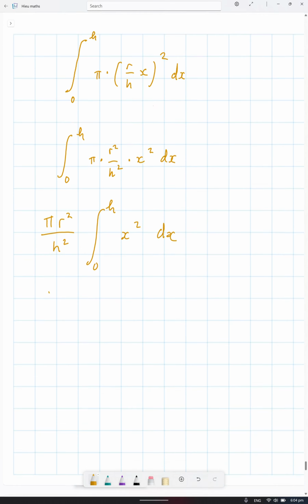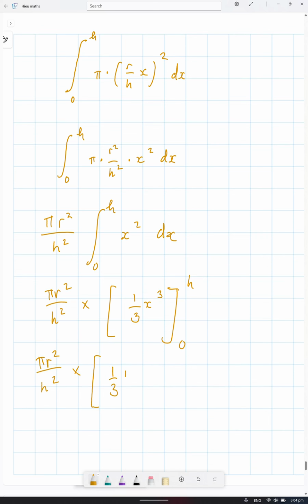Now this is equal to this. h squared multiplied by, and for x squared, we increase the power by 1 and divide by the new power. Increase the power by 1 is 3, so x cubed, divided by the new power, 1/3, because you divide by 3, and this is from 0 to h. So technically, this is 1/3 h, we put the h where the x is, cubed, minus 1/3 0 cubed.